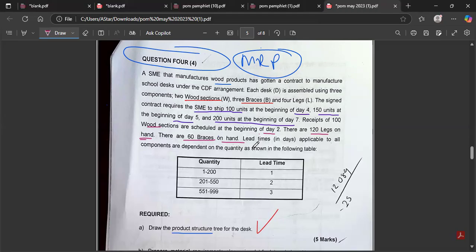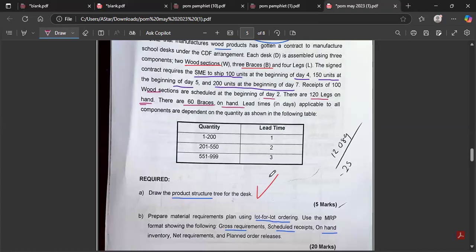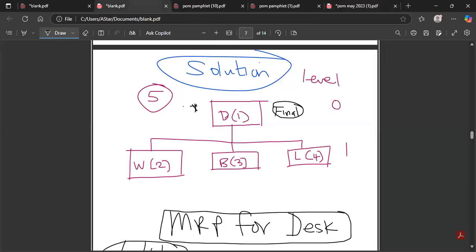Yes, I think I was getting confused because I was thinking the braces and the legs should be part of the desks. Okay, since you said they're not, that's fine. They are subcomponents, and they should be treated one by one. I'll show you how we are going to treat them. Now, this question was a short question. There's not much information, and they just use lot for lot. So what is going to happen here now is on hand is 0.